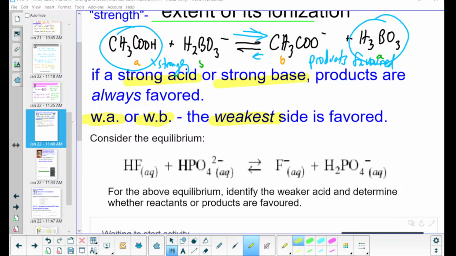Wait, what if there's a weak acid on one side and a weak base on the other side? Would that just be equivalent? Is it possible to have one weak acid on one side and a weak base on the other side? That's what we have here. We have a weak acid and a weak base on the other side, because an acid-base reaction has to have an acid reacting with a base. Also, if there's a weak acid and a strong base on one side, and a strong acid and a weak base on the other side, you cannot have something that's strong on the product side. They're one-way arrows.